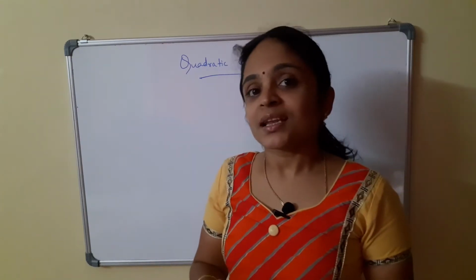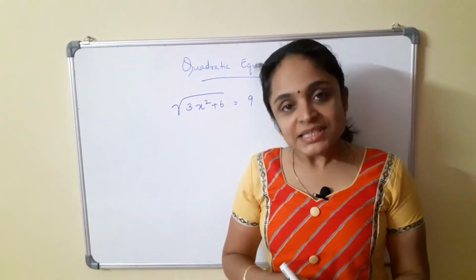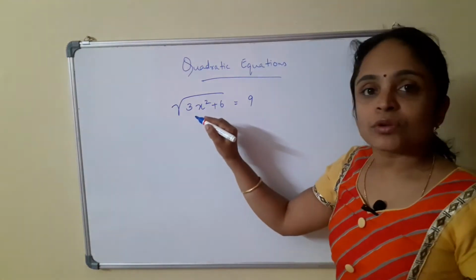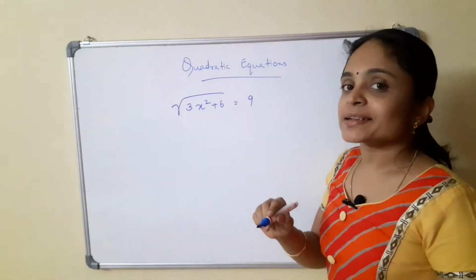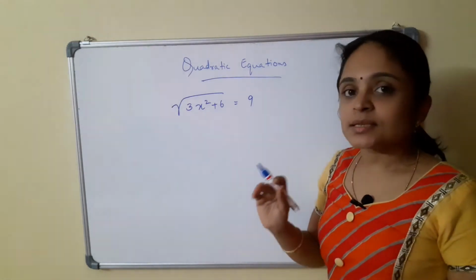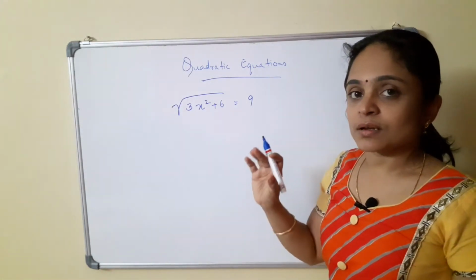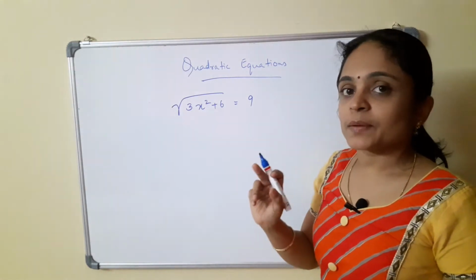So let's start. First question is, find the positive root of this equation: root of 3x square plus 6 equal to 9. This is a very short answer type question. This has come as a 1 mark question.